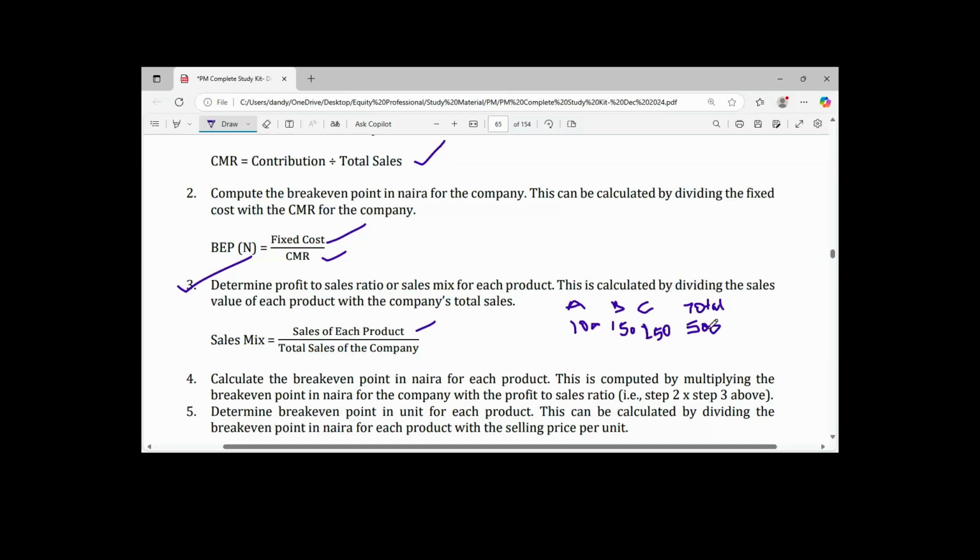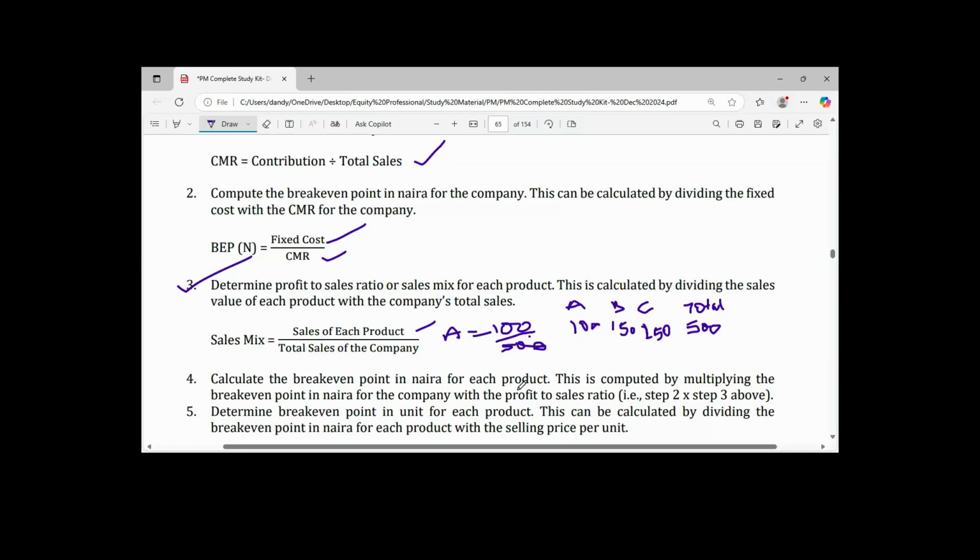Okay, that's the total sales value. To now get the sales mix of product A, I would say A equals the sales value of A, which is 100, divided by the total sales value. Total sales value is 500. That will give me the sales mix. That's 0.2. That will give me the sales mix of A.